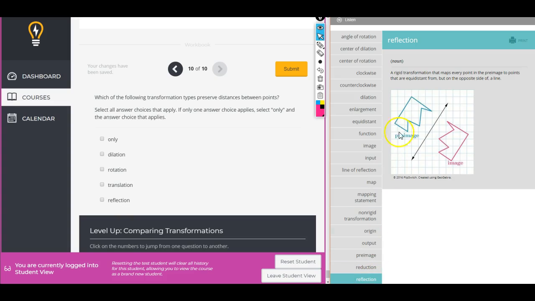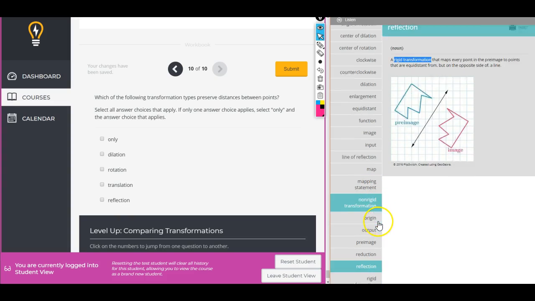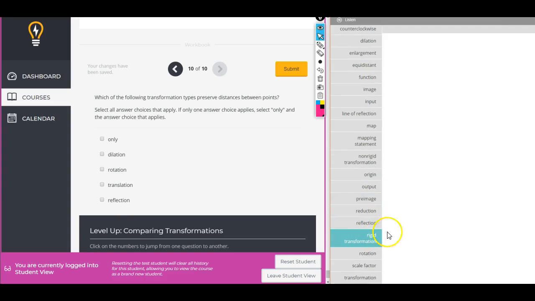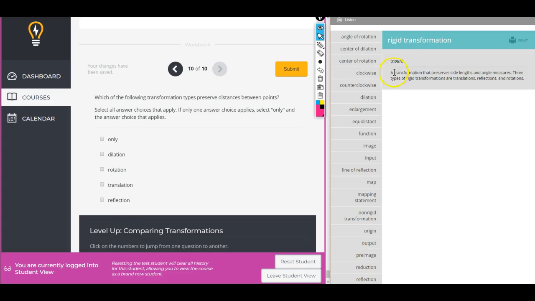So a reflection is a rigid transformation. That might be my first question: what is a rigid transformation? So I'm going to go to rigid transformation. A transformation that preserves side lengths and angle measures. This says preserves distances between points. That is preserving side lengths. Side lengths represent the distances between points.